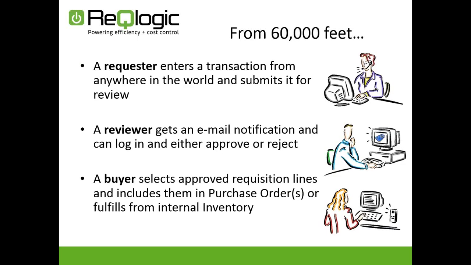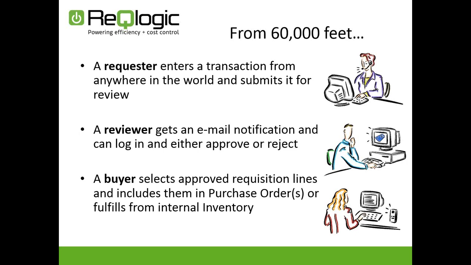From a very high level, we talk about 3 people in ReQlogic. The requester is somebody that needs something, and as long as they can get to the web and get that request entered, that's all they have to do. Once it's into your review process, then you determine what happens to it from there. Do I send my reviewers an email to tell them they've got something out there? Do I give them a systems notification? Do I give them both? And then you determine what happens in that process.